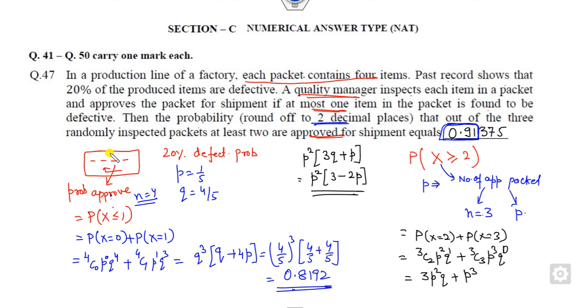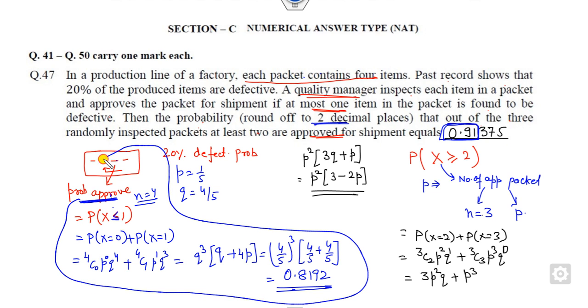Each packet, when the manager will approve, has checked at most one product. So you have to find the probability of the approval. This is the probability of the approval. Now finally you have to find the probability that, of the randomly selected packets, at least 2 will be approved. So at least 2 means the number of approved packets, p is the probability of approval that we have computed from here, and the maximum number of packets is 3. So again apply the binomial, and you can compute this.